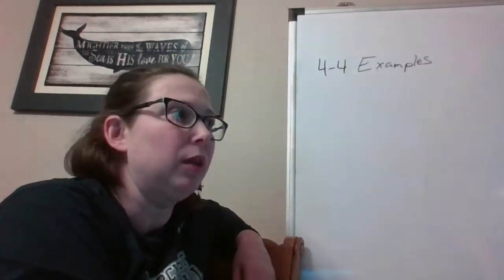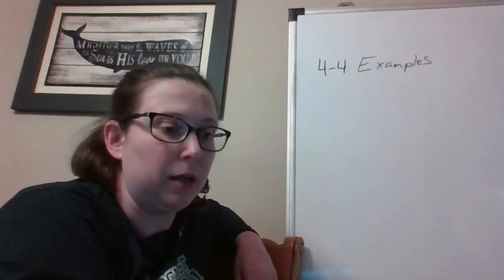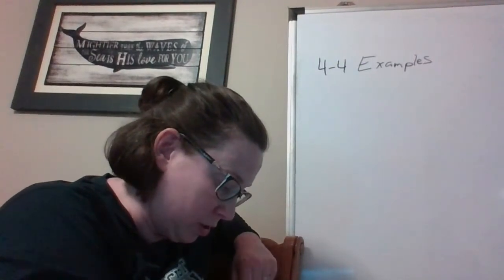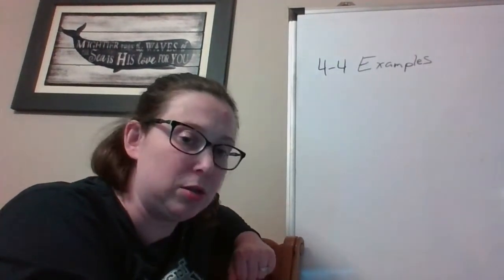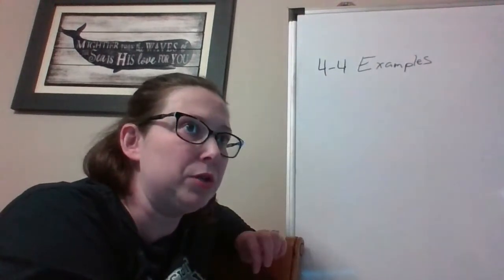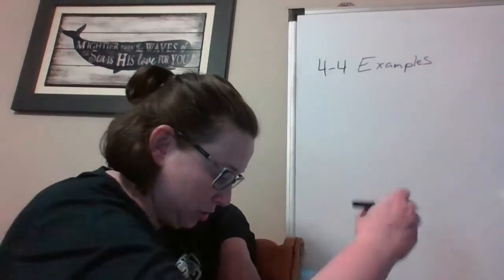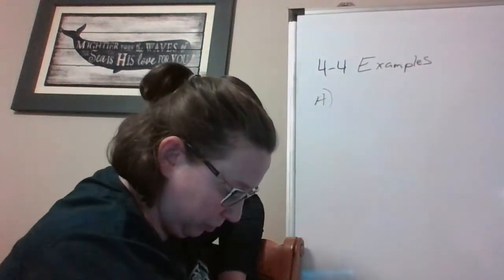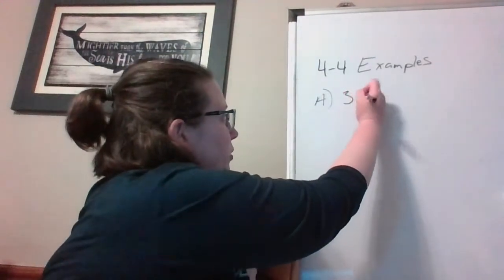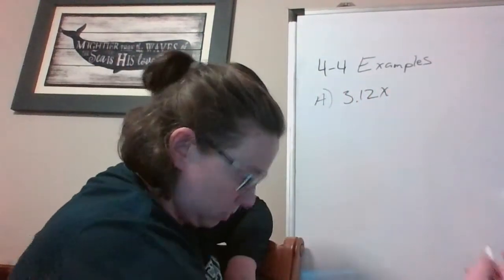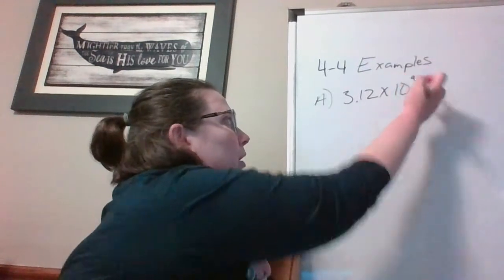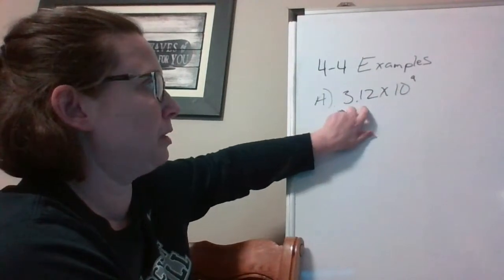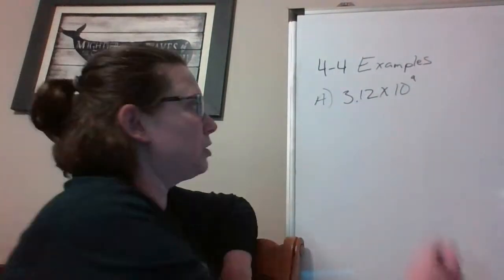Scientific notation is a way to talk about really big and really tiny numbers. The first example here is translating scientific notation to standard notation. Standard notation is a regular old number. So for example 1a, they have 3 and 1200ths times 10 to the 9th power. When you have a positive exponent, that tells you how many places to the right your decimal needs to move.